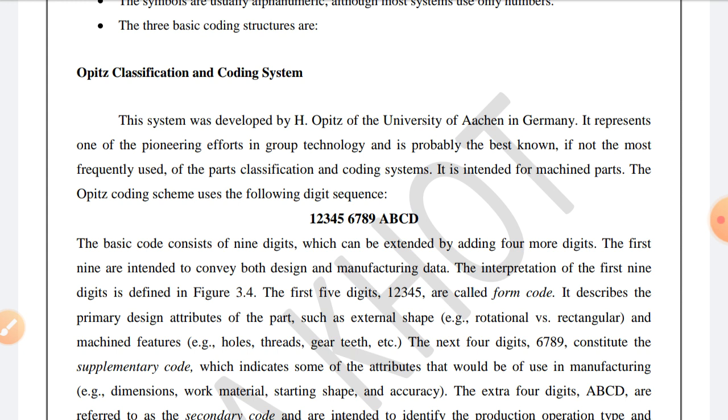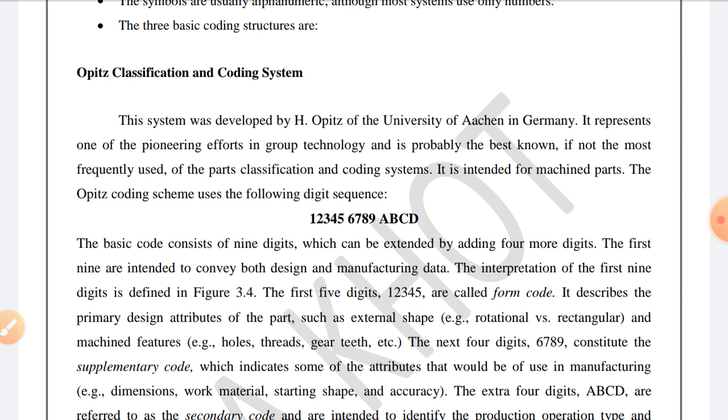So what is the Opitz classification and coding system? This was developed by H. Opitz of the University of Aachen in Germany. That is why the classification and coding system is named the Opitz classification. It represents one of the pioneer efforts in group technology, and is probably the best known, if not the most frequently used, part classification and coding system.